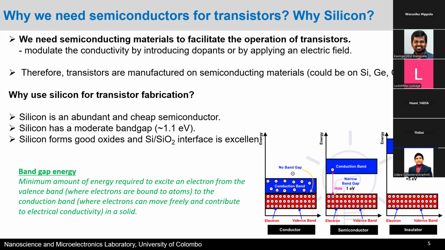So, as you all know, the semiconducting materials could be silicon, germanium or carbon. And right now, we are mainly focused on silicon technology for transistor fabrication, mainly because silicon is the most abundant and the cheapest semiconductor that we can find, right? Silicon also has a very moderate band gap, around 1.1 electron volts, and silicon is also really good at forming oxides, and that silicon to silicon dioxide interface, once you form the oxide, is also excellent, and it does not have many defects.